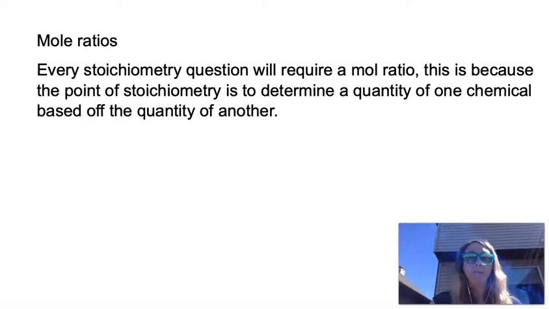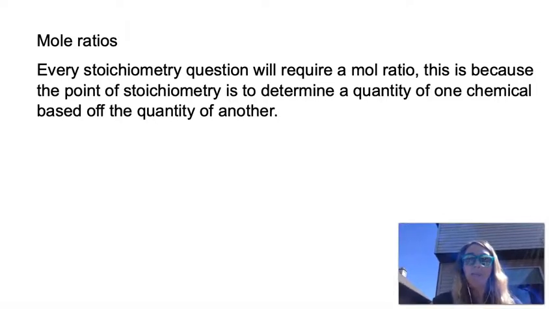So because of that, every stoich question is going to require a mole ratio, right? If you think about how we use those ratios in the last unit, we use them when we are trying to convert moles of one thing into moles of something else. So in stoich, that's basically the entire purpose of this unit. So we are always going to need to have a ratio, right? Just like we talked about before, to get that ratio, we have to have a balanced chemical equation.